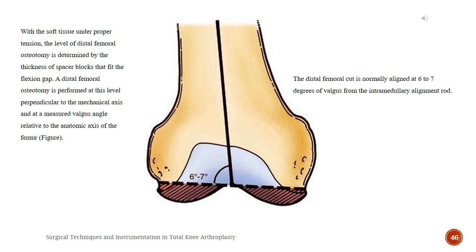Notice the figure. The distal femoral cut is normally aligned at 6 to 7 degrees of valgus from the intramedullary alignment rod.